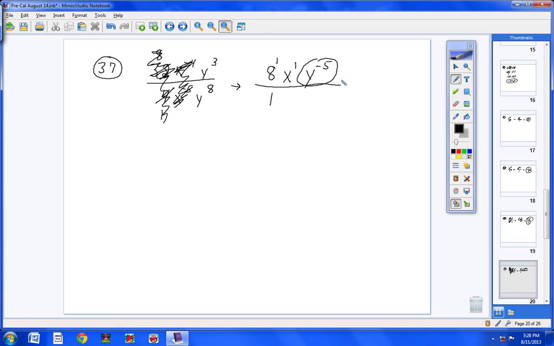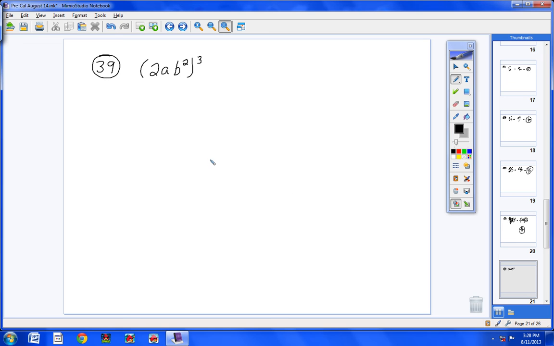So we're going to have to take this y to the negative 5 and bring it down to the bottom. So in the numerator, I'm left with 8x. Now if you want to put those ones with them, I have no problem with that. You don't have to. And then in the bottom, you would have y to the positive 5. Now, do you see this 1 right here in the bottom? You are more than welcome to put that 1 right here. I don't care, but you do not have to. So there's your answer: 8x over y to the 5th. And that would be number 37. Let's take a look at number 39.